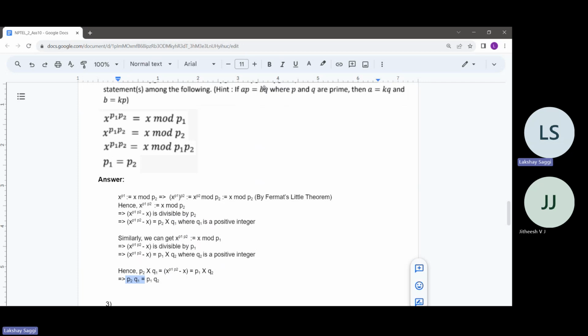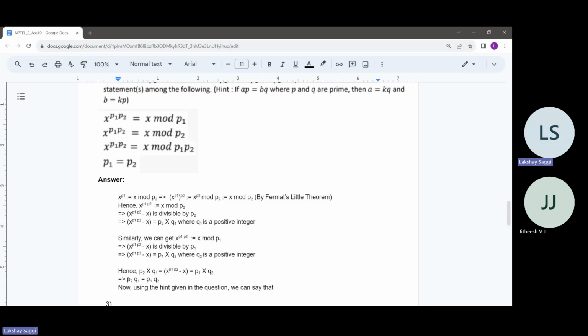Right? So what this essentially means is that we can write A equals K times Q, and B was divisible by P, so B can be written as K times P. So similarly now, using the hint given in the question, we can say that. So what do we say here?